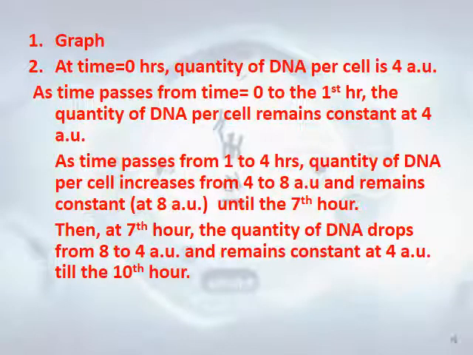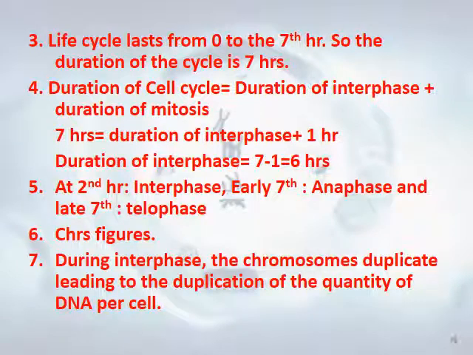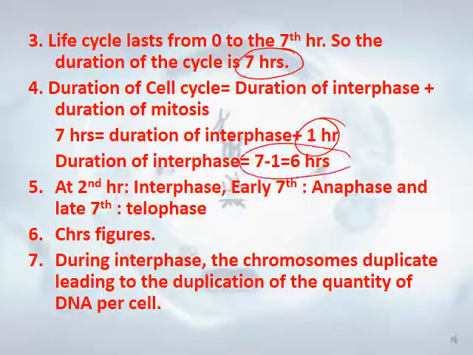At time equals 0 hours, the quantity of DNA per cell is 4 AU. As time passes from 0 to the 1st hour, the quantity of DNA per cell remains constant at 4 AU. Then, as time passes from 1 to 4 hours, the quantity of DNA per cell increases from 4 to 8 AU and remains constant at 8 AU until the 7th hour. Then at the 7th hour, the quantity of DNA drops from 8 to 4 and remains constant at 4. So the cell cycle, as I said, starts from 0 to 7, so the duration is 7. Knowing that mitosis is 1 hour, the interphase is going to be 7 minus 1, so it's 6 hours.